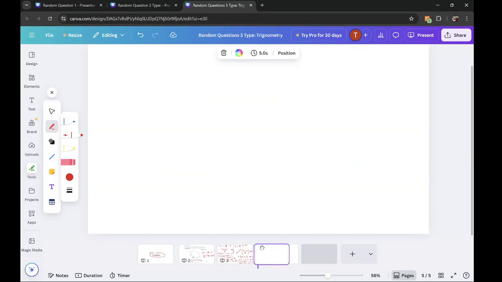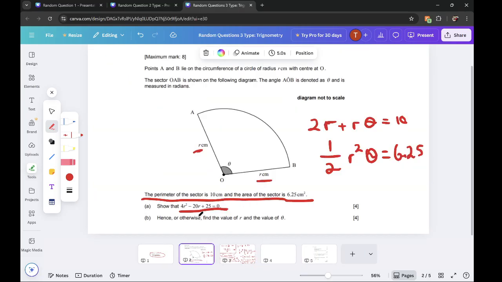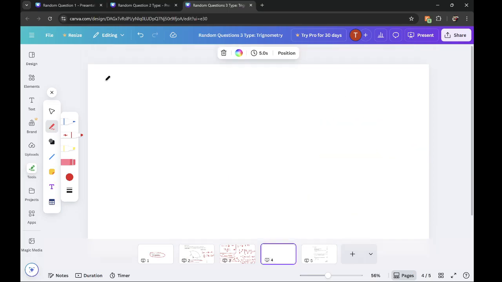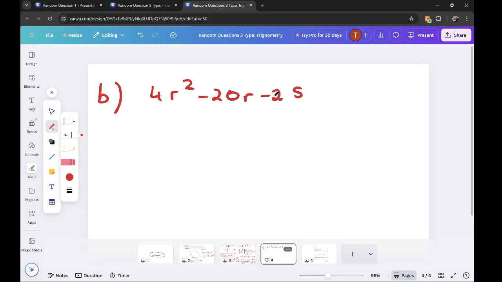And now let's do part B. What have they asked us in part B? Hence or otherwise, find the value of r and find the value of theta. So how are we going to do this? They've given us an equation in terms of r, which makes stuff really easy for us. They've given us 4r squared minus 20r plus 25 is equal to 0. So we can use this quadratic equation to solve for r. You could factorize, you could do whatever you want.